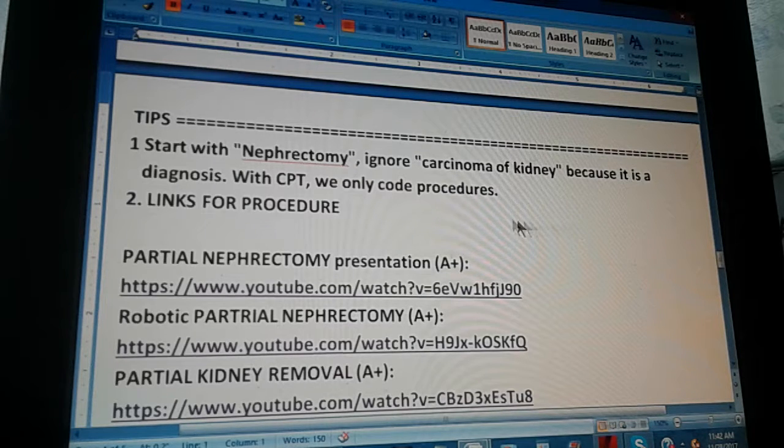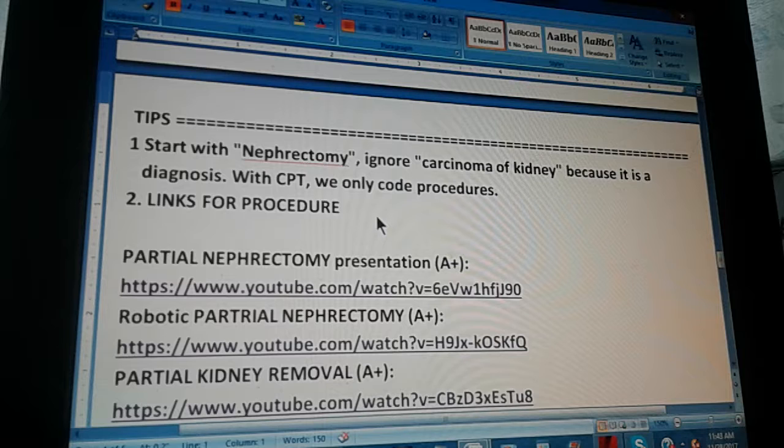The first tip is start with nephrectomy. Nephrectomy, right? That's the procedure. And we tell you that you should ignore the carcinoma kidney, because this is a diagnosis. So carcinoma kidney is what's wrong with the patient. We don't code what's wrong with the patient with CPT, right? With CPT, we only code procedures. So whatever was done to the patient, that's what we code. And what was done was a nephrectomy or an excision of the kidney, or in our case, partial excision of parts of the kidney, right?